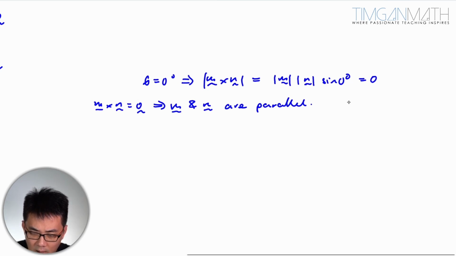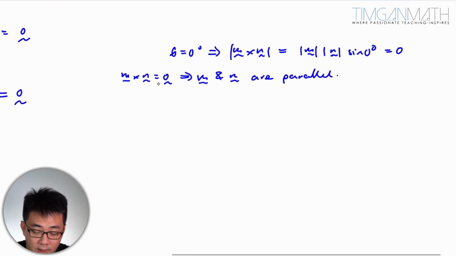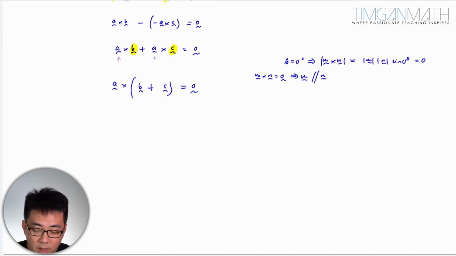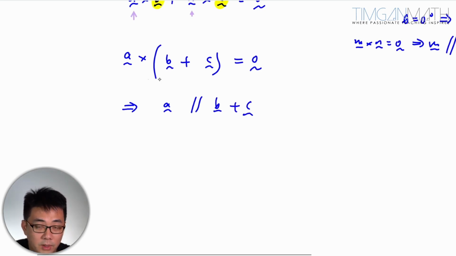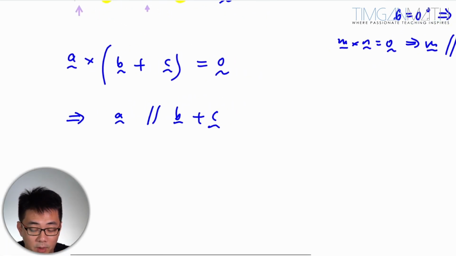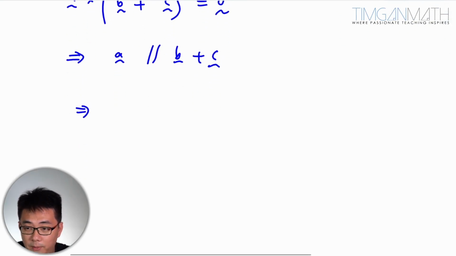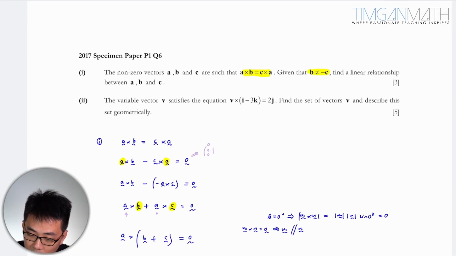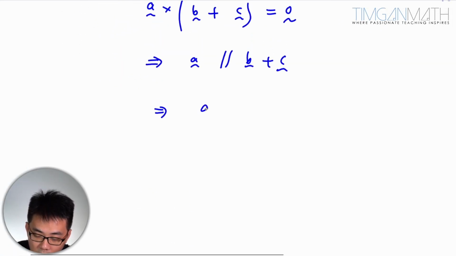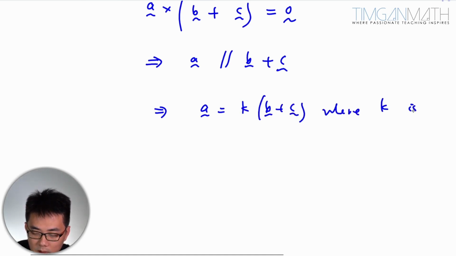So to get a zero vector means that you have to be parallel to each other. Just take note, M and N are parallel. So from here, what we can deduce is A is parallel to B plus C. As long as it is a cross product giving zero, you will get a parallel vector. So A equals to K times, because we need B, right? What do they need? They need a linear relationship. So A is equals to K times B plus C, where K is a constant.